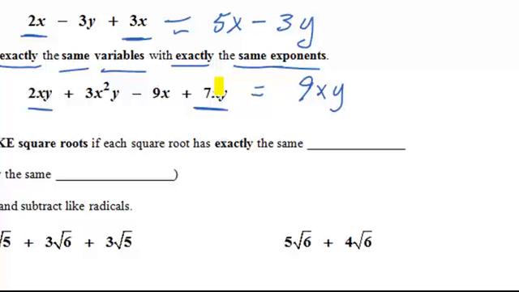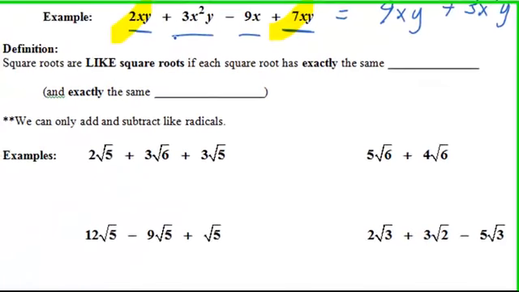Okay, I'm going to slash... No, because we're adding. We use that, right? Are there any other like terms? No, these are not alike, so we can't combine them. So we could just say plus 3x squared y minus 9x.